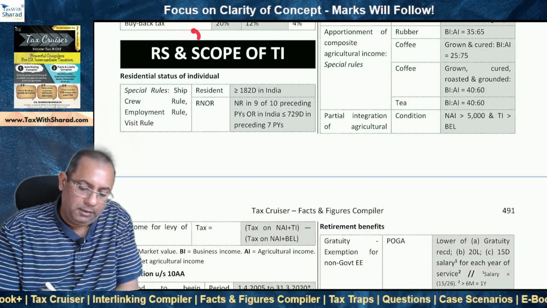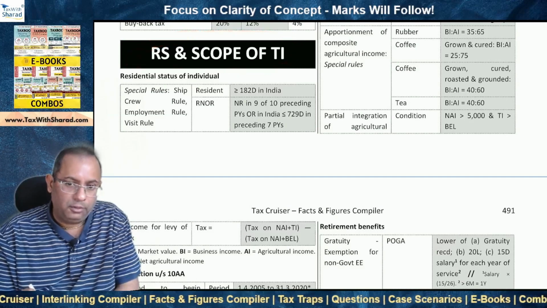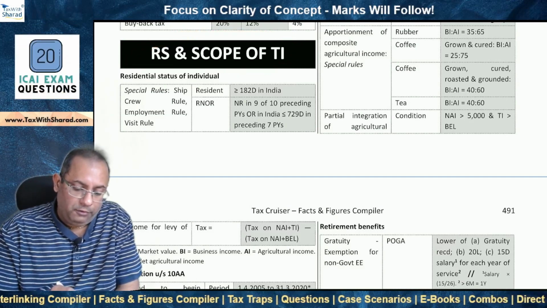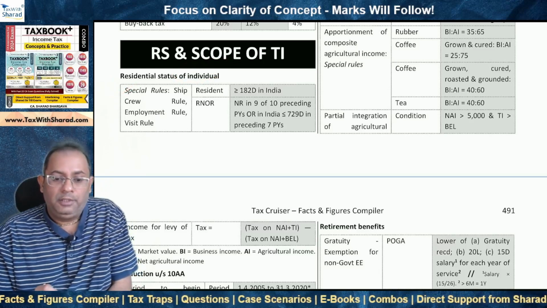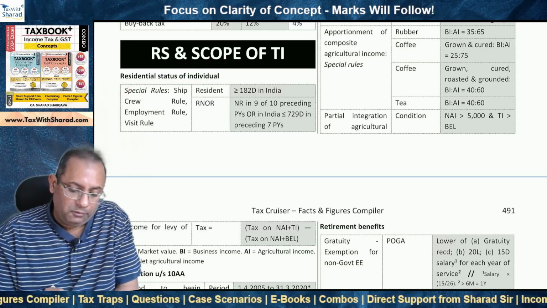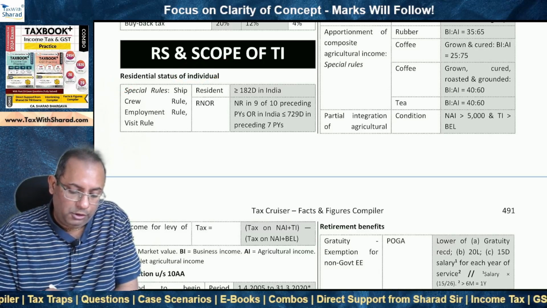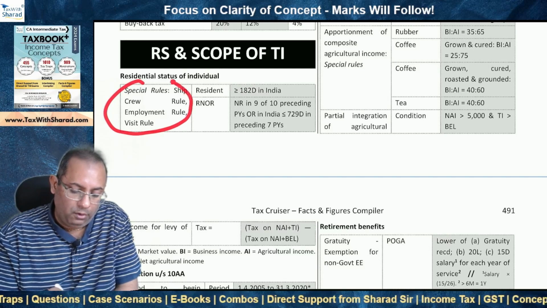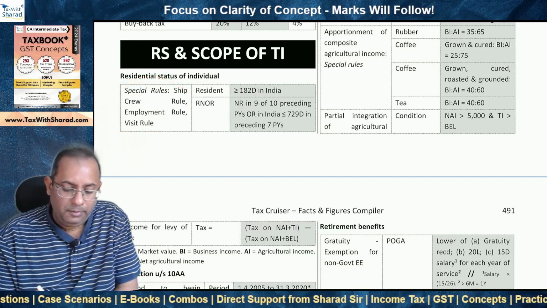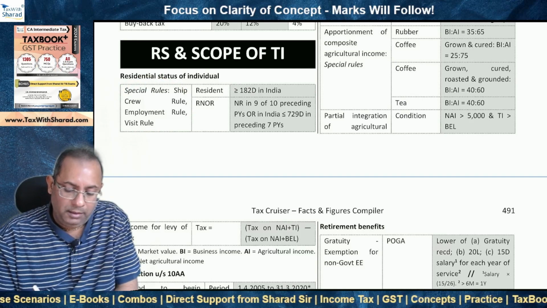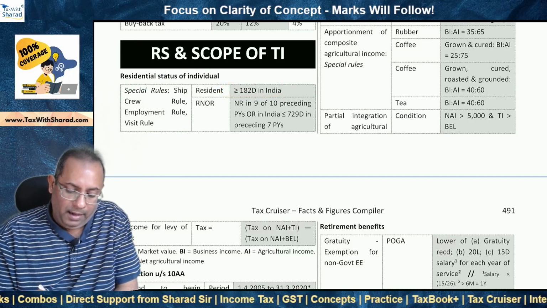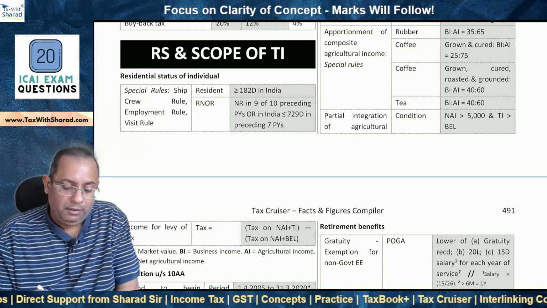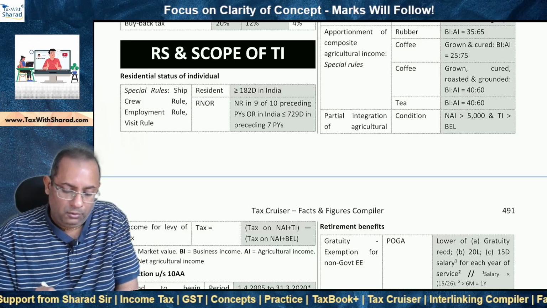We will now look at the residential status and scope of total income. First, we look at the residential status of an individual. Now, there are special rules and there are general rules. In the case of special rules, where the rule is the ship crew rule, employment rule, or visit rule, the individual becomes a resident if he is in India for 182 days or more. And if resident, then we need to decide whether the person is RNOR or ROR.